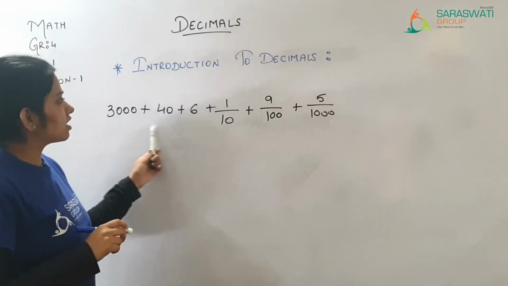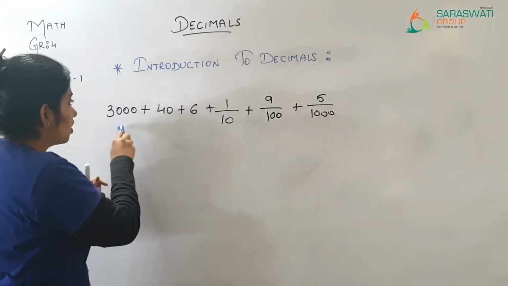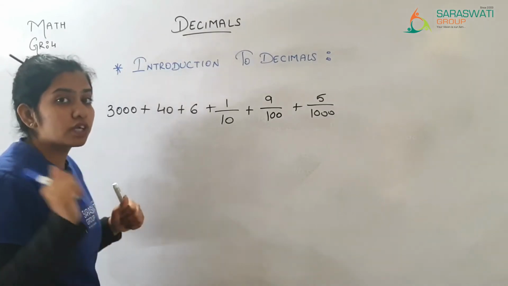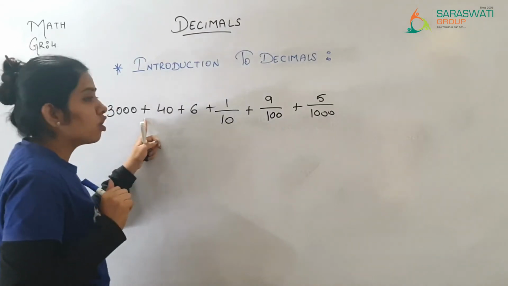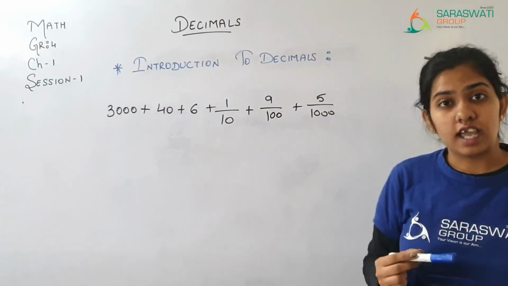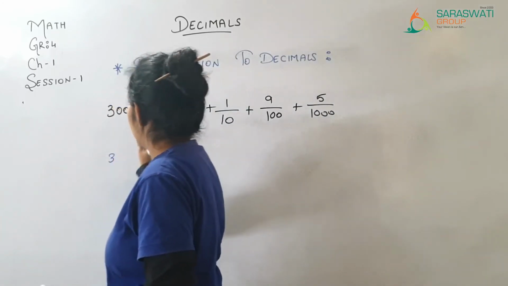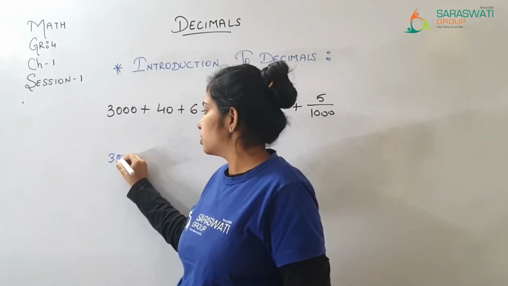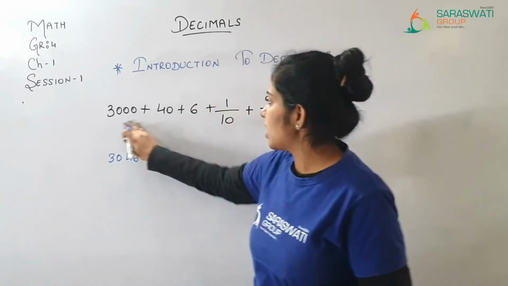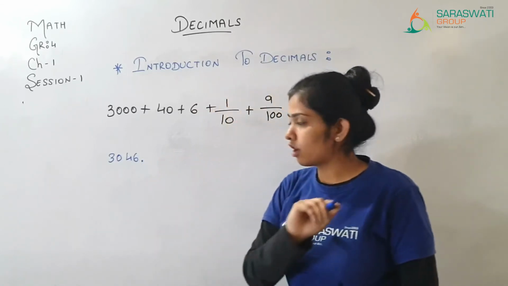To write this in standard form, first we will consider the whole part, okay? So 3, 4, 6 is there, 3000, then tens value and unit. We don't have a hundreds value, right? When you don't have a particular value, there you will put 0. So first you will write 3, then at the place of 100 you will put 0, then 4 and 6. So we have completed the whole part. Now we will put a decimal point.